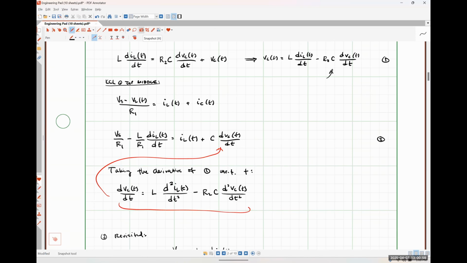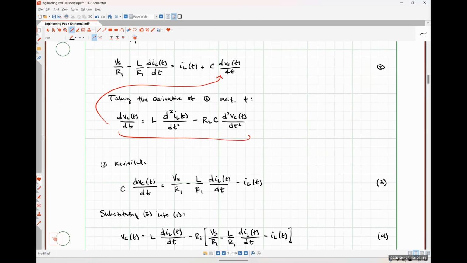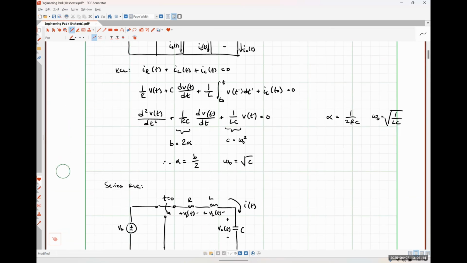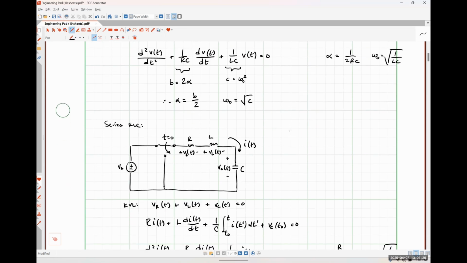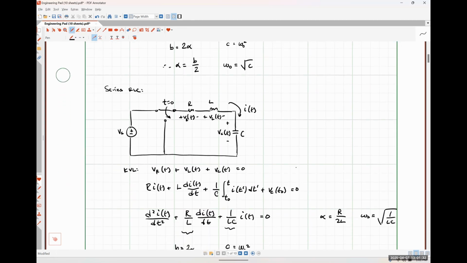So I don't want to use VL literally ever. I only want things in terms of IL and VC. Well, if we go back to what we had here, when I had a parallel RLC circuit, I had a second order equation where everything was in terms of only the capacitor voltage. And down here, when I had a series RLC circuit, I had a second order differential equation where everything was in terms of the inductor current. I'm going to wind up with one of those situations.